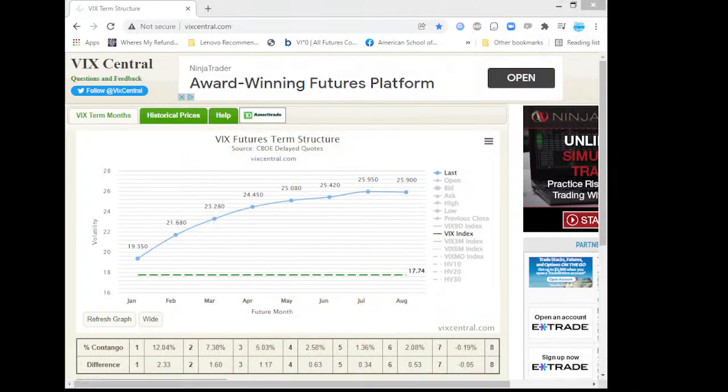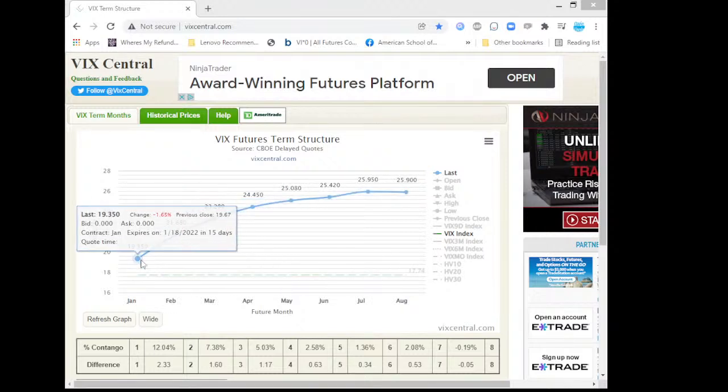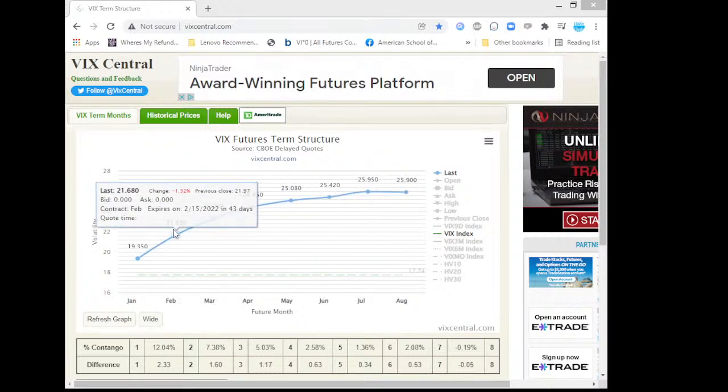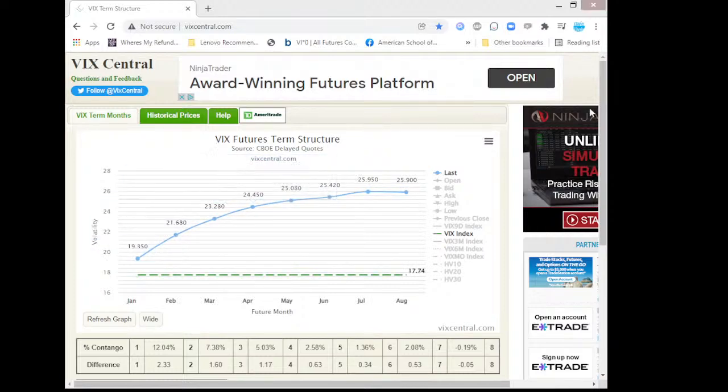And we can see the VIX term structure right now looking very healthy. Contango right now in the front month of 12%. Now, we're about halfway through the expiration cycle. What does that mean? Well, VIX futures expire every month.